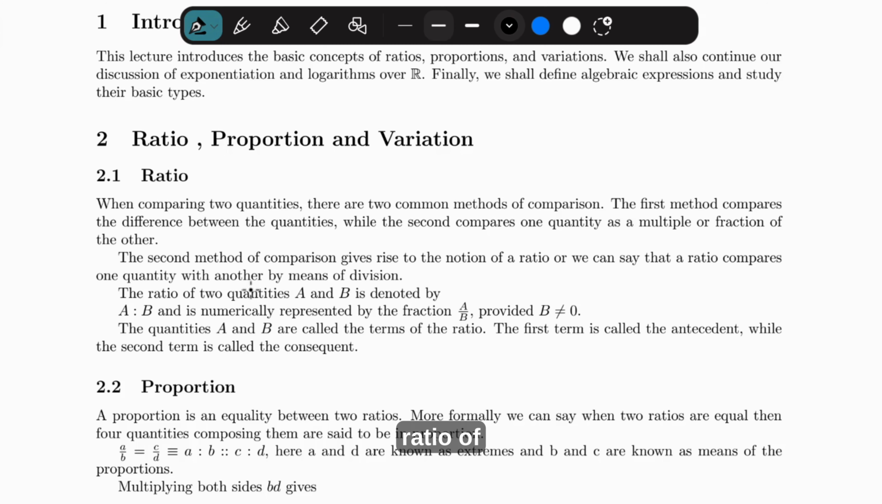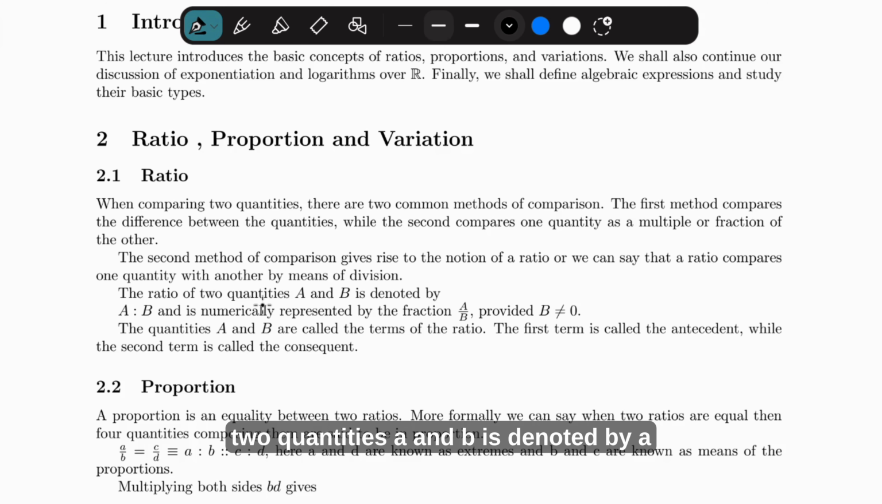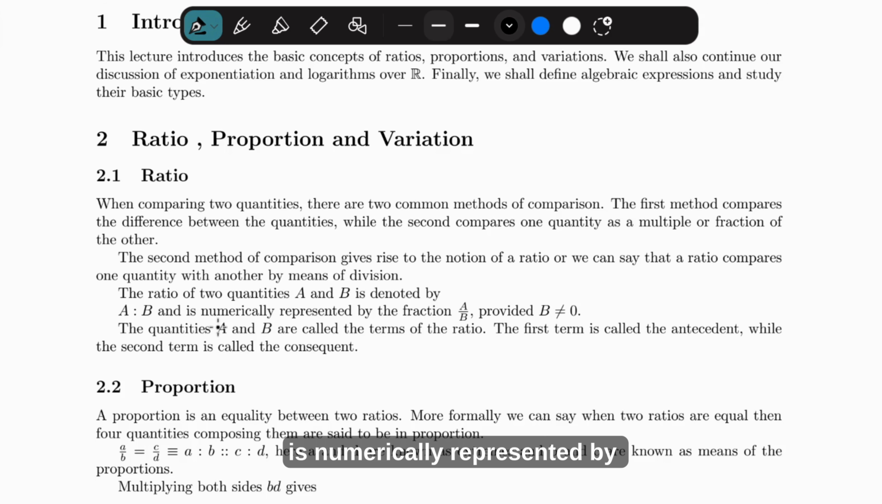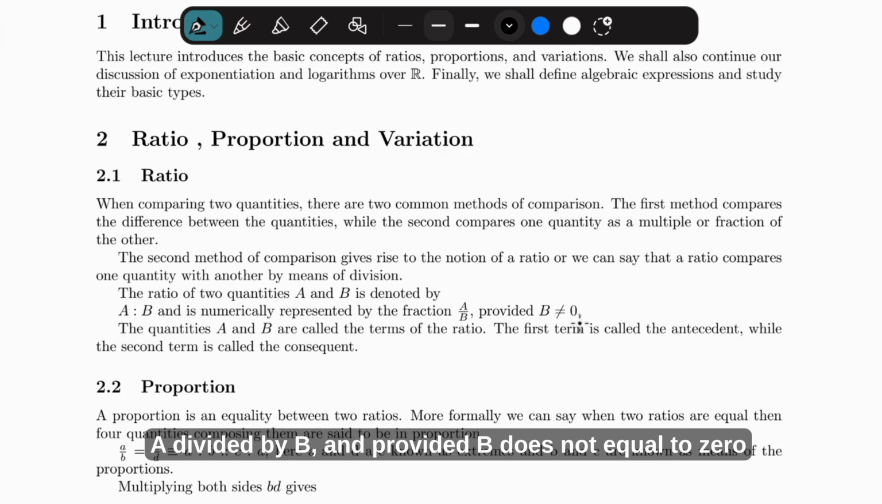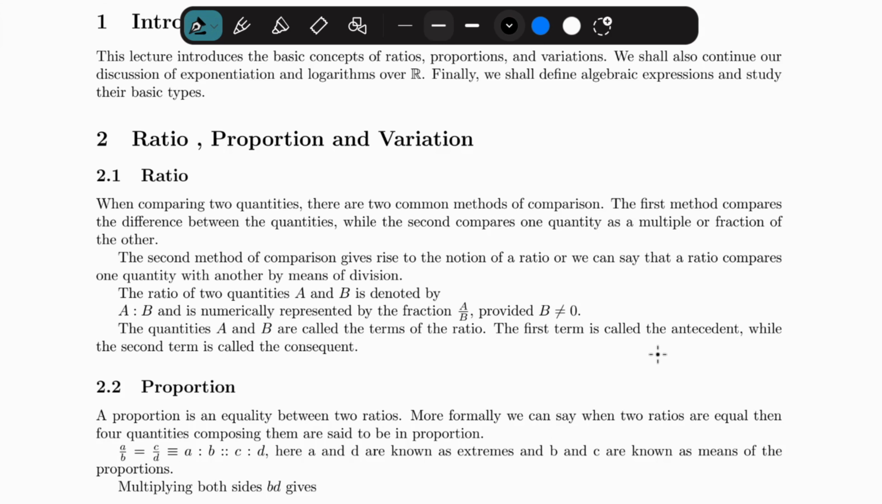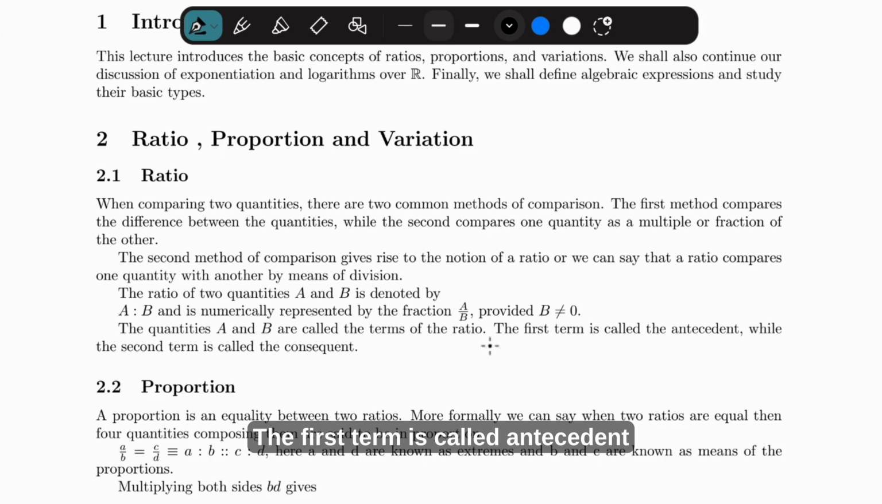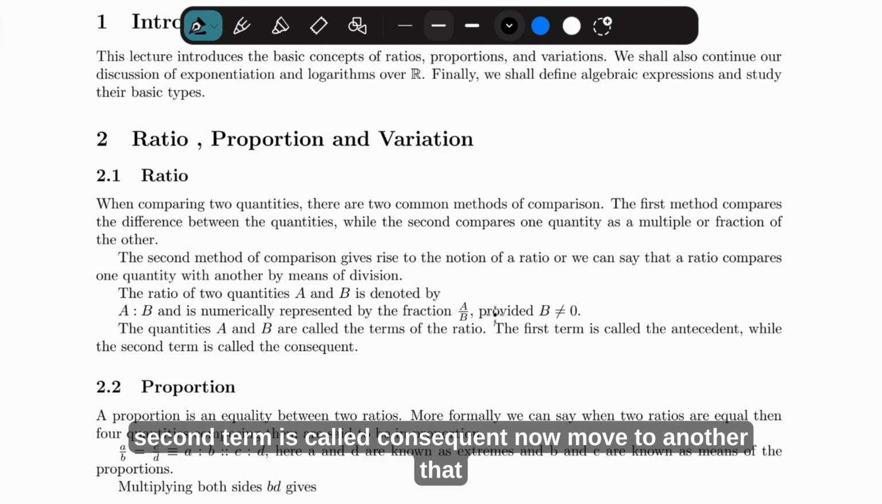The ratio of two quantities A and B is denoted by A is to B and is numerically represented by A by B, provided B does not equal 0. These quantities A and B are called terms of the ratio. The first term is called the antecedent, while the second term is called the consequent.